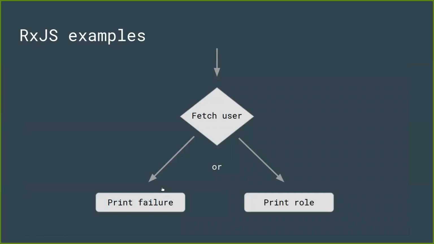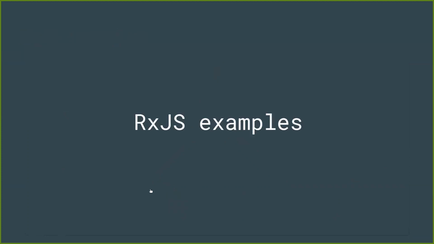Okay, a graphical representation of this flow would be this one. First of all, we are fetching the user. Then if it's a success, we print its role. Otherwise, we print a failure. What's important to be said here is that everything is made synchronously. I mean, nothing happens in parallel. Firstly, the user is fetched, then the respective message is printed. So it's synchronous.